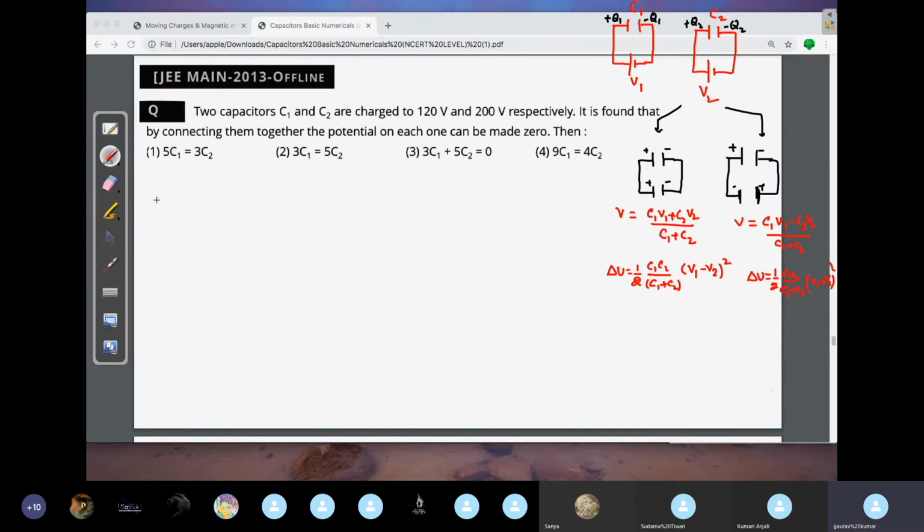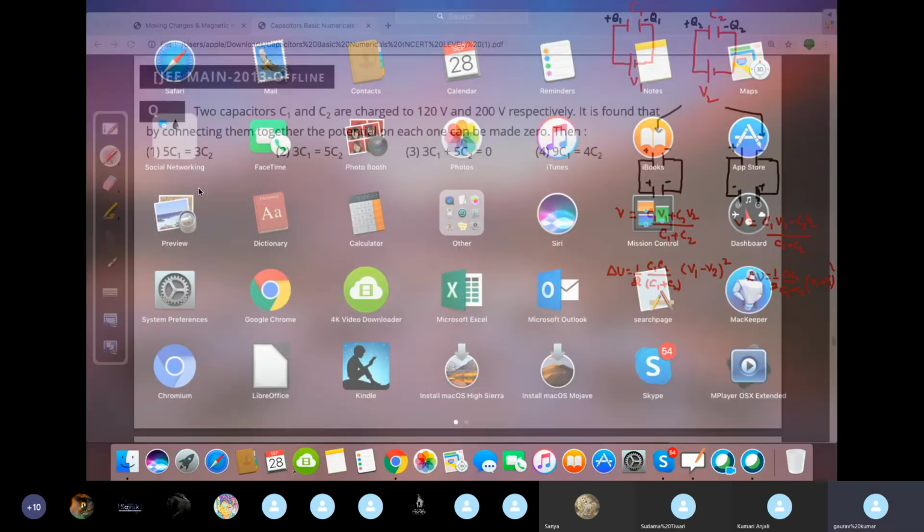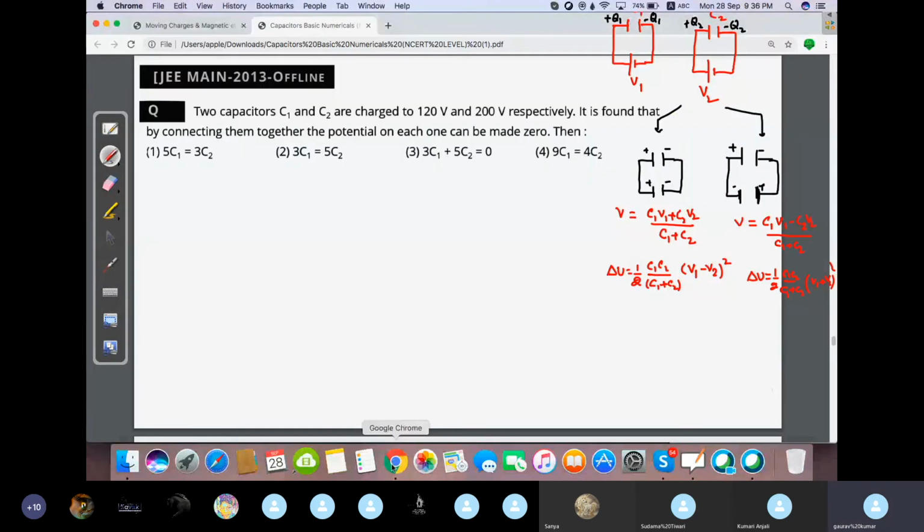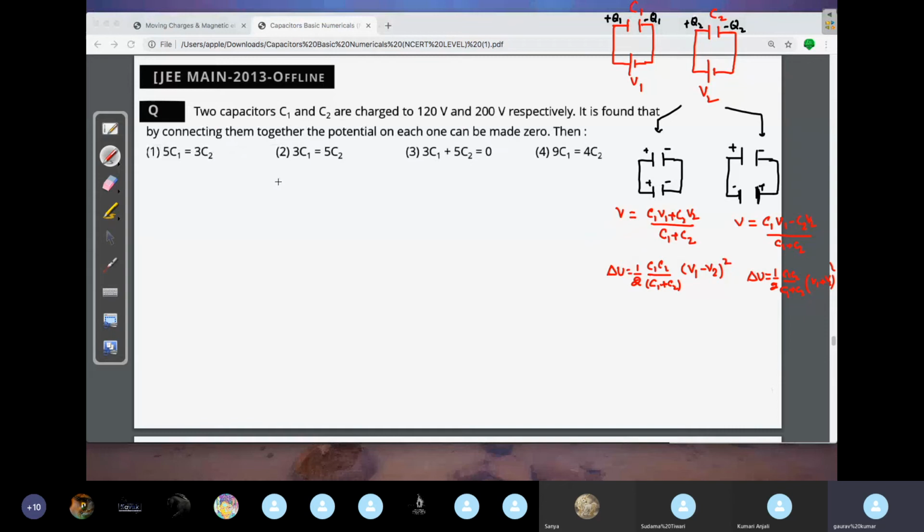Which case are they talking about? Someone gave the answer 2. Actually, they're talking about which case? You can see from it. This is the case they're talking about. I told you in theory also. Now V can be made 0 only in this case. V will be 0 when C1 V1 equals C2 V2 straight away.